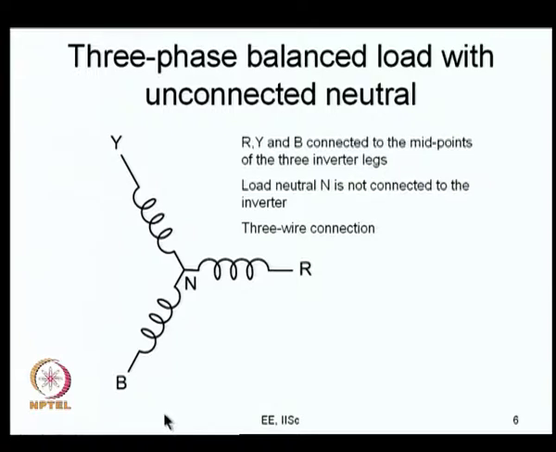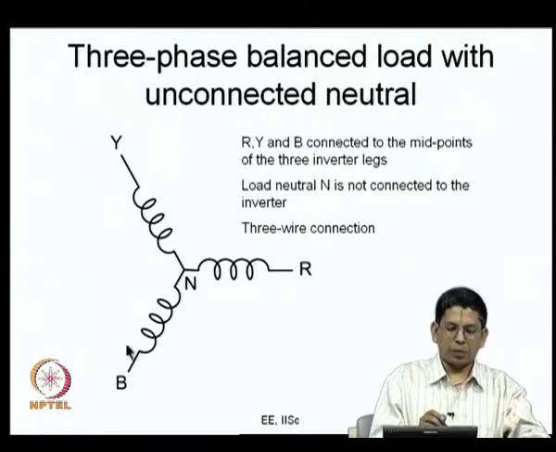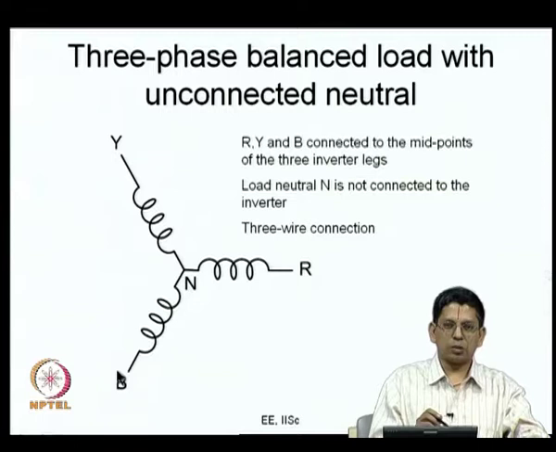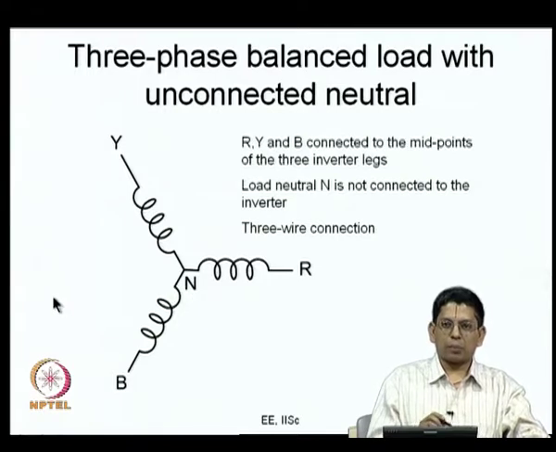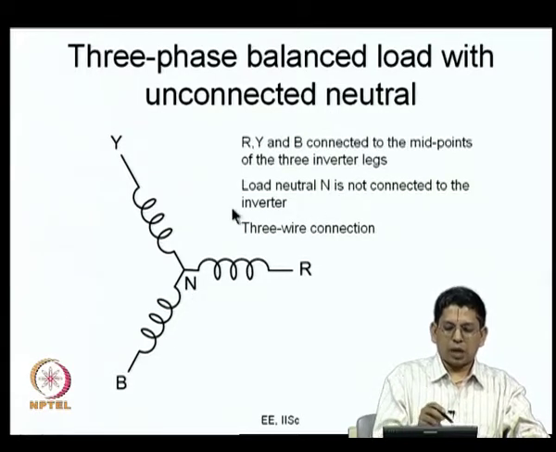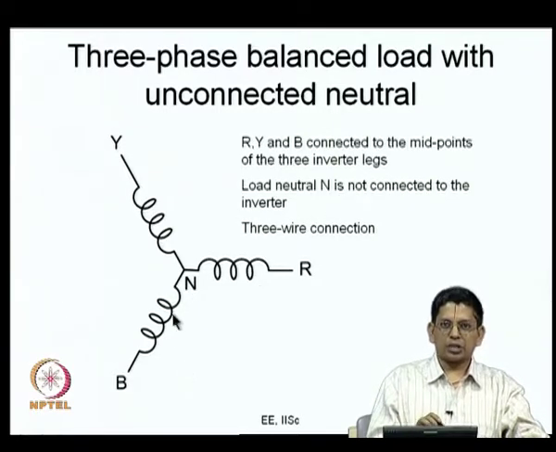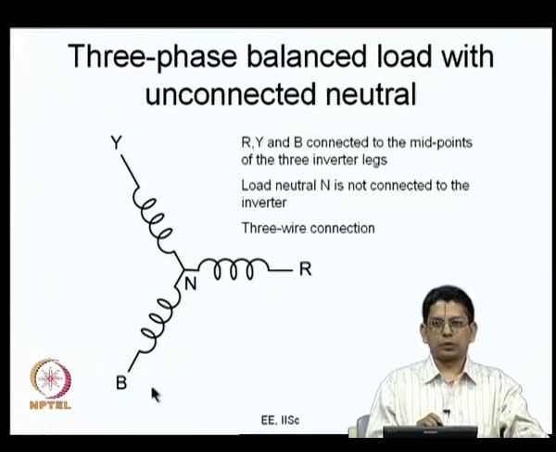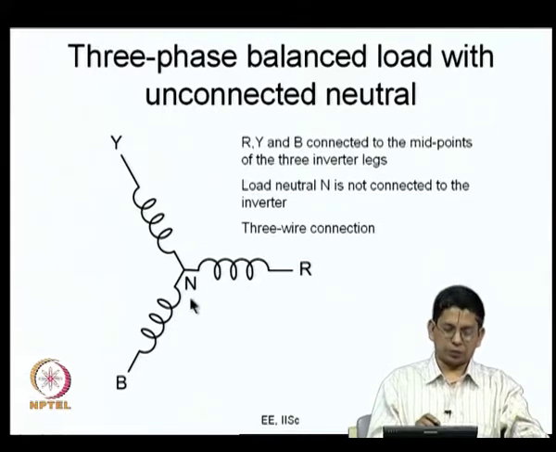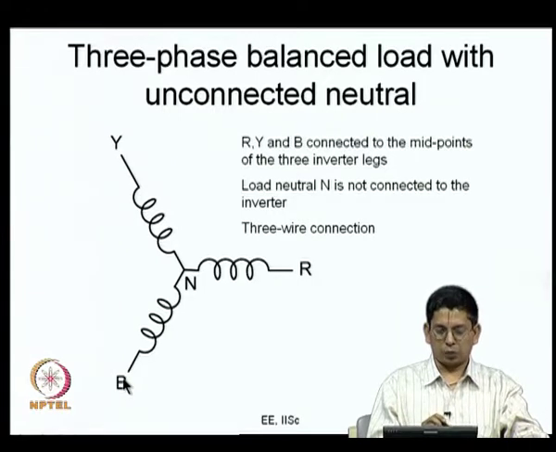So, we are looking at 3 phase loads. This R, Y, B are the midpoints of the load terminals. They are connected to the midpoints of R phase leg, Y phase leg and B phase leg, and N is not connected anywhere particularly. This is what is called an isolated star connected load with isolated neutral. Sometimes you may have 3 phase 4 wire connections where the neutral is also connected somewhere. Here what we are talking of is a 3 phase 3 wire system load.